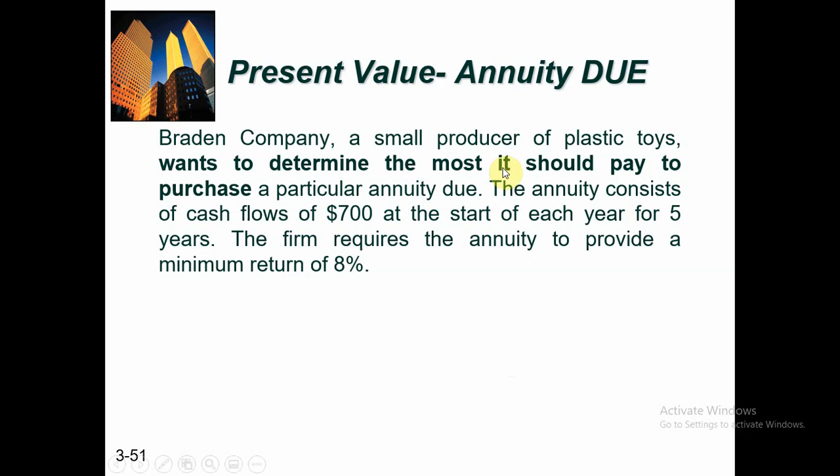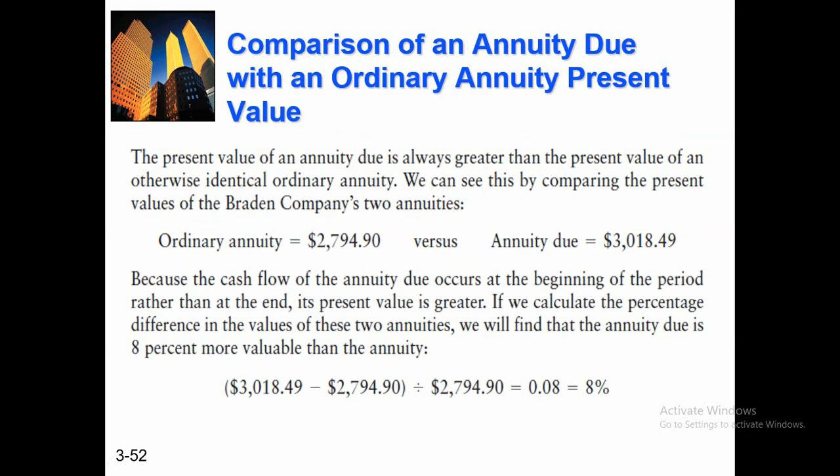So Braden Company, a small producer of plastic tire, wants to determine the most it should pay to purchase a particular annuity due. How much does the company need to pay if it is interested in getting the cash flow of 700 over 5 years at a minimum interest rate of 8%? The question and the investment plan are the same, just there is a difference: it is an annuity due. So how much do we need to pay in the annuity due?